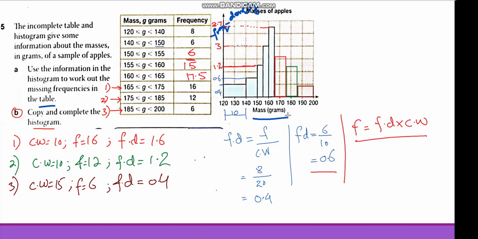So this is how we can complete the unknown data in the table, and we can plot the frequency diagram, meaning the histogram.